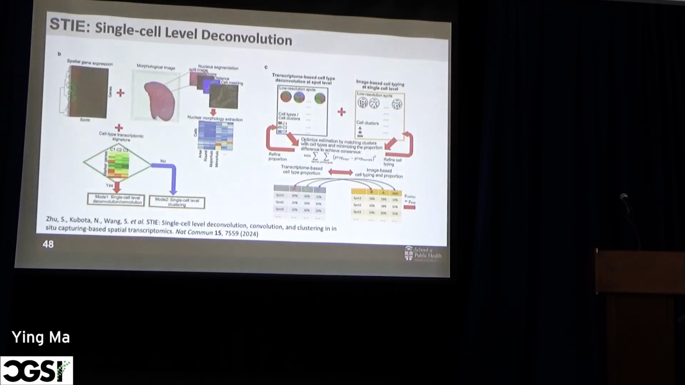Another method, published in 2024, is called STY, which does single-cell level deconvolution. The uniqueness of this method is that all the previous methods can only give you a rough proportion estimate at each spatial location. But cell type proportion doesn't equal single-cell level deconvolution.